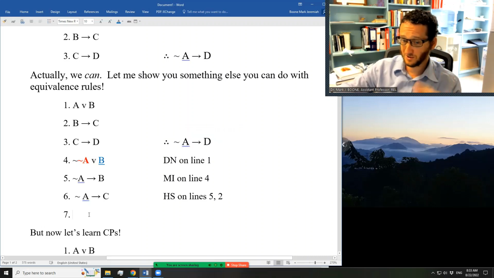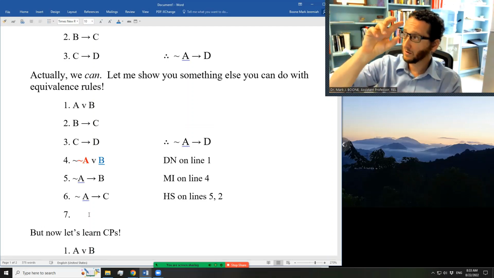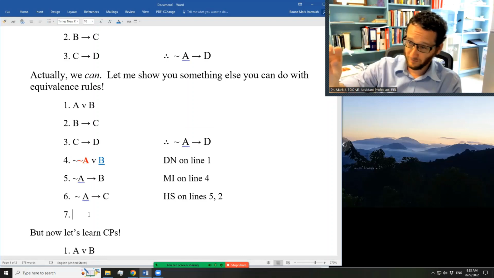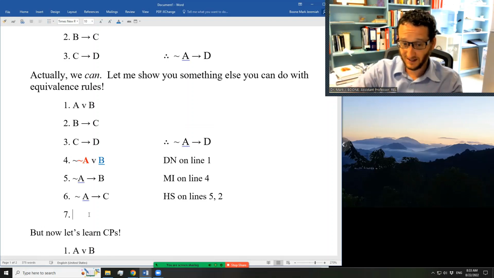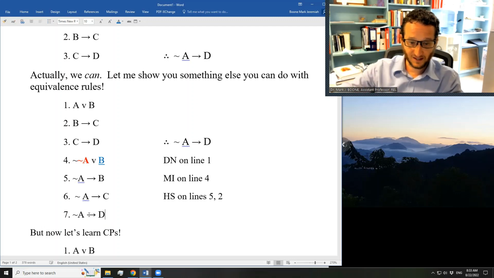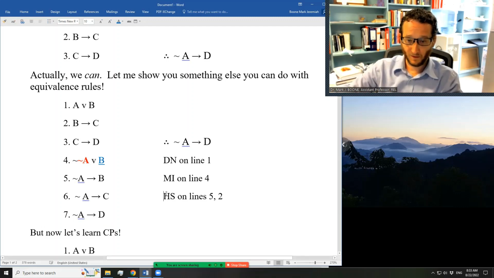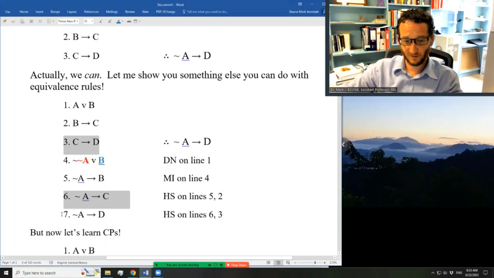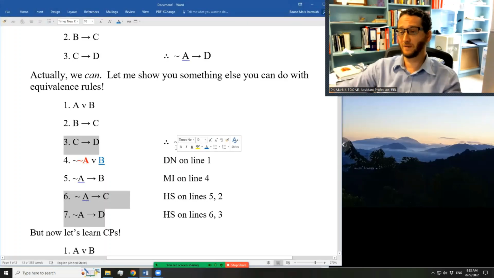So the hypothetical syllogism rule is if P then Q, if Q then R, therefore if P then R. So now, following that same pattern, on lines 6 and 3, if tilde A then C, and if C then D, therefore if tilde A then D. And that gets us to our final conclusion.